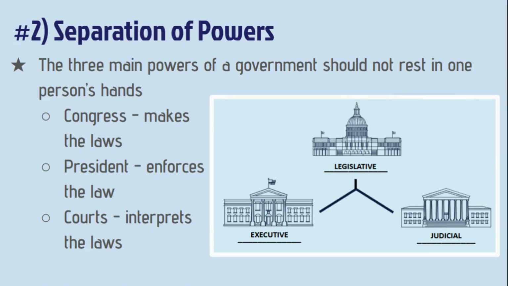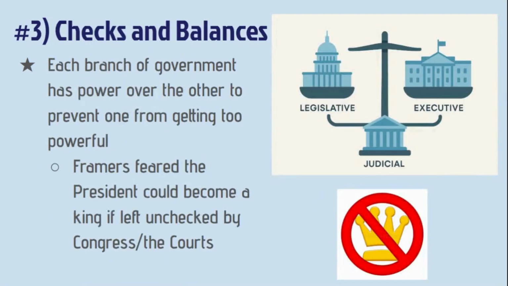Right? They all have very separate and defined lanes to stay within. They don't often cross over into each other's lanes. And when they do, there is a separate power that is supposed to step in, and that is checks and balances. So checks and balances essentially prevent each branch from stepping out of its own lane. And if one branch does step out of its lane, it's the job of the other branches to redirect it, if you will. So each branch of government has power over the other to prevent one another from getting too powerful. Because like we said, the framers feared that one branch could become too powerful if left unchecked, right?